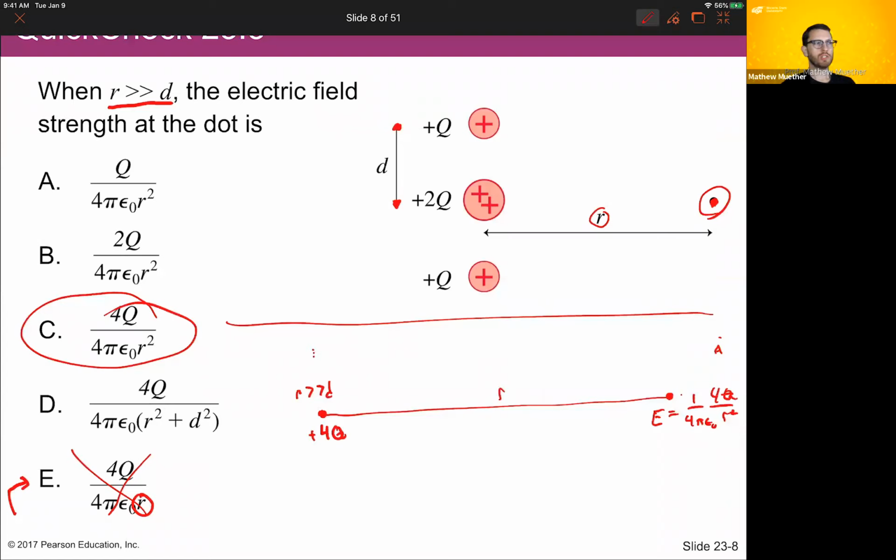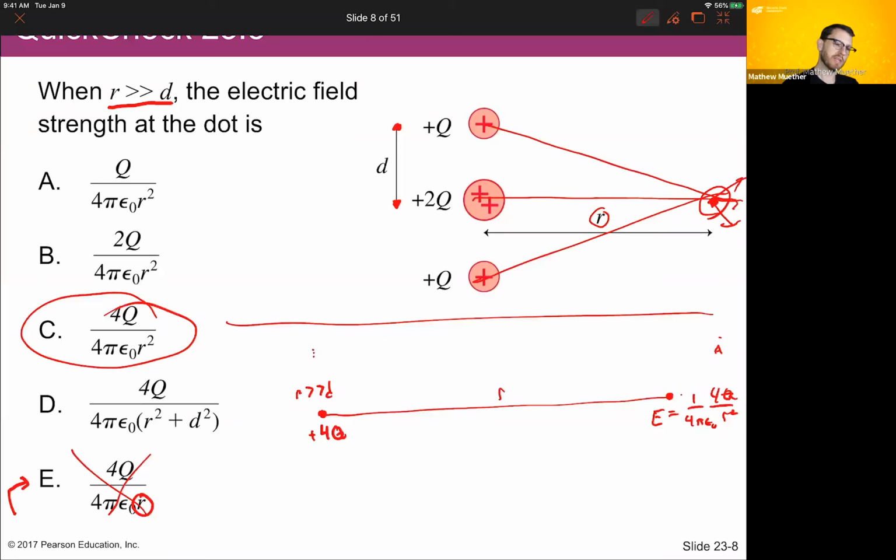Now, you should do this exercise for yourself, right? You could go through and find the individual electric fields coming from each of these three charges, E1, E2, E3, take their individual vector components in terms of R and D, and write down an expression for the electric field at that point. And then if you have that expression and you let R become very large, you should find that it becomes essentially the same point charge.